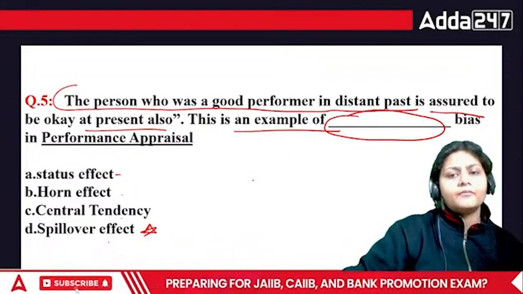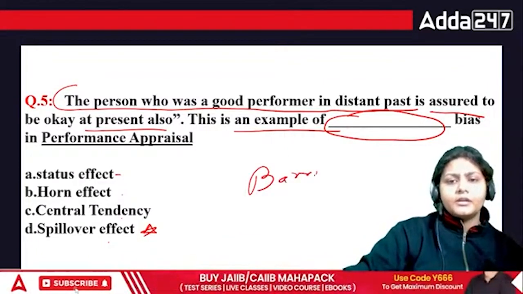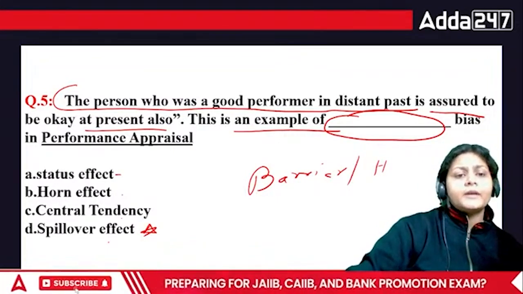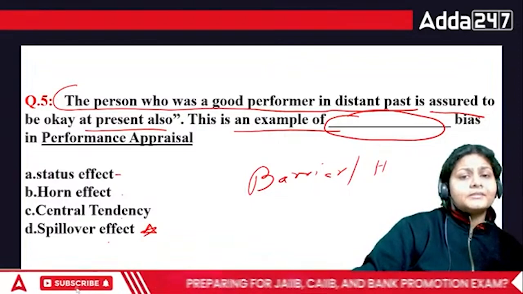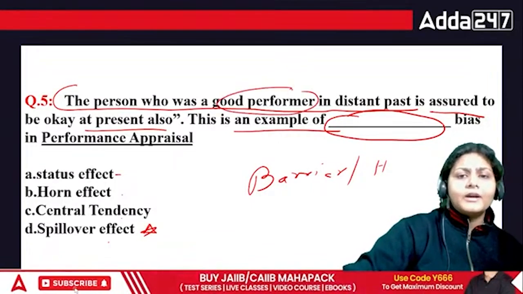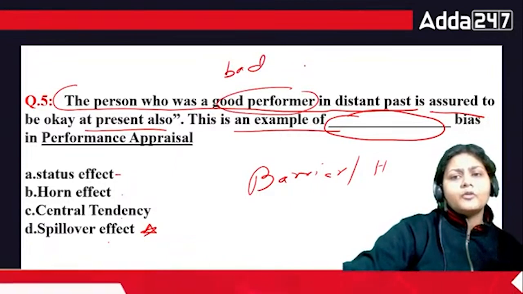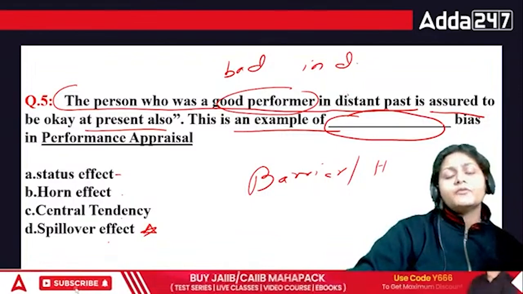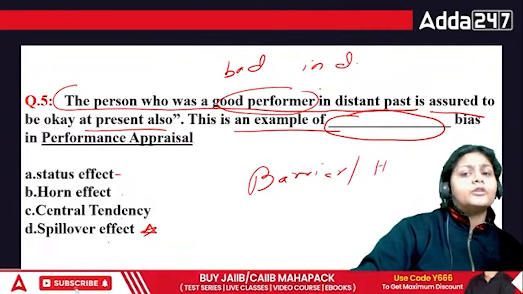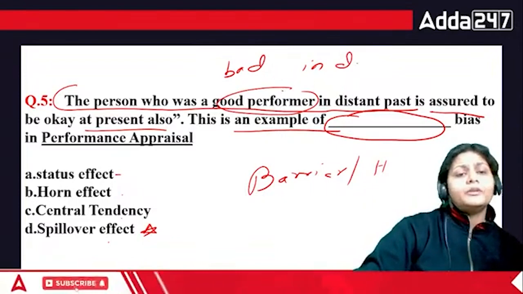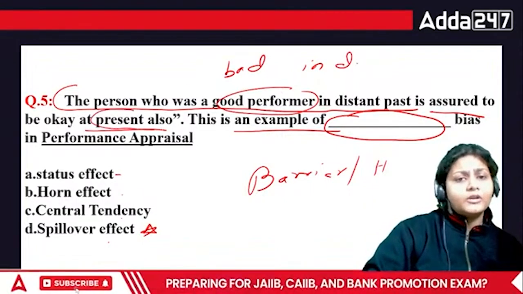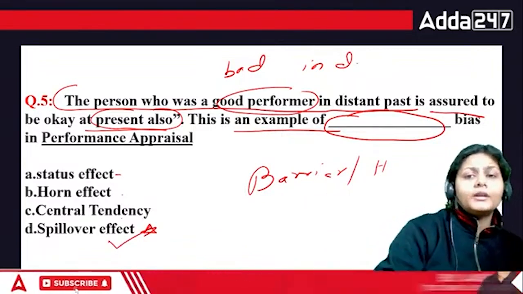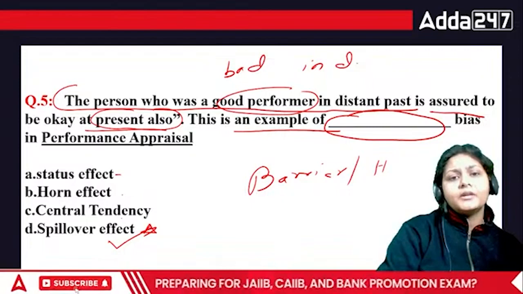All the barriers are very important. Barriers, or maybe hurdles, you can call them. When a person was a good performer, or vice versa a bad performer, in the distant past, it will be assumed that he is a bad performer today also. And if he was a good performer in the distant past, then it will be assumed that he is a good performer even today. This we call the spillover effect.